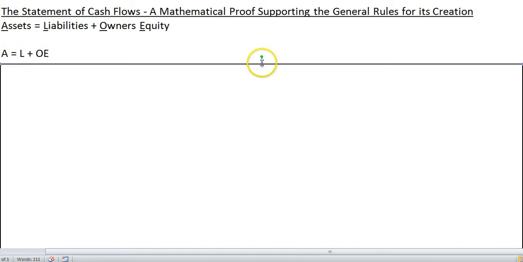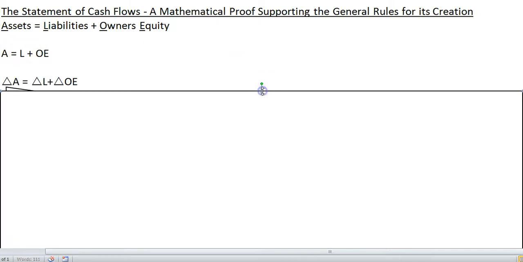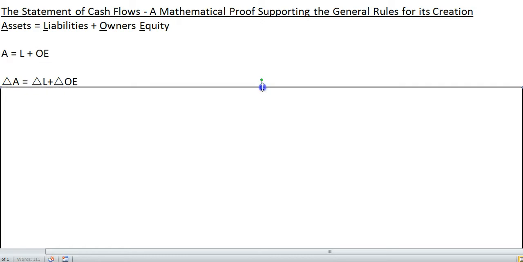Okay, let's continue down. If assets equal liabilities plus owner's equity, then that should mean that the change in assets in a given year should be explained by the change in the debt and equity financing, your liabilities and equity. So we move down a little bit and we come to this proof. The change in assets is explained by the change in liabilities and owner's equity.